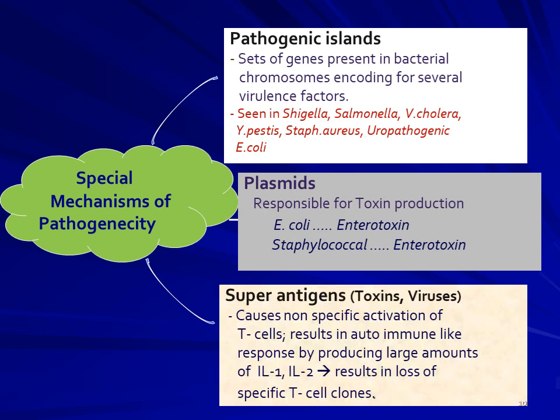Another thing is superantigens. Some of the toxins produced by bacteria and some viruses themselves act like superantigens and cause pathogenicity. These superantigens are responsible for non-specific activation of T cells, which results in an autoimmune-like response by producing large amounts of interleukin 1 and interleukin 2, which finally results in loss of specific T cell clones. When the specific T cell clones are not produced, all unwanted and abnormal antibodies will be produced, and they are responsible for the pathogenesis.